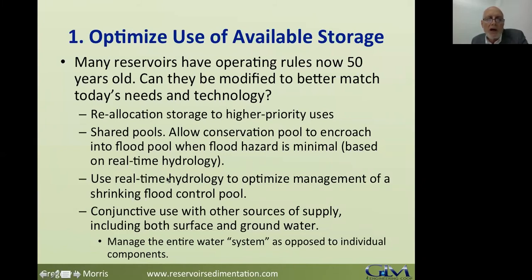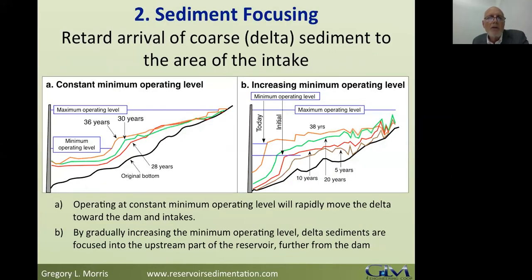Use real-time hydrology to optimize management of a shrinking flood control pool. When you know what's coming in from upstream, it gives you a better opportunity to optimize reservoir management. And there's the conjunctive use of your available storage with other sources of supply, including both surface water and groundwater. You want to manage a water system as opposed to simply managing each component as a compartment.